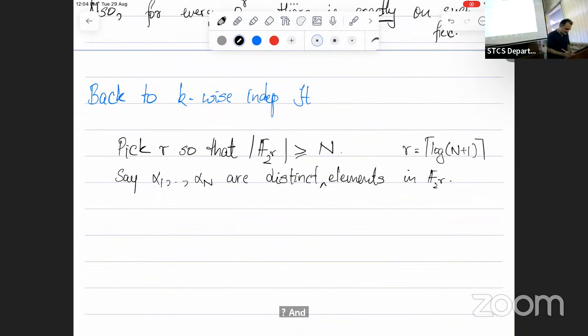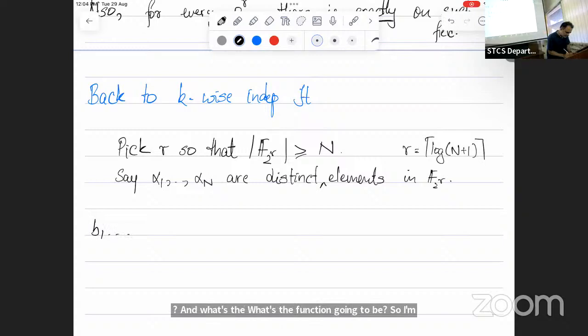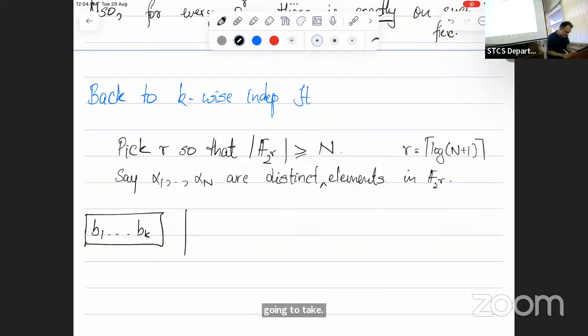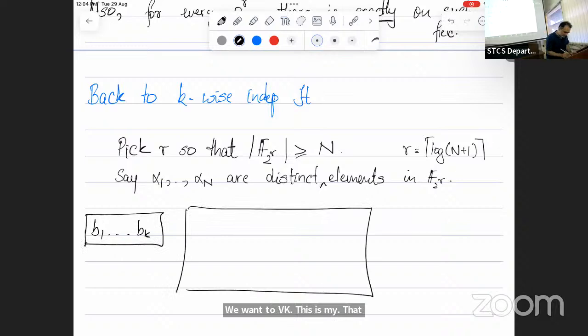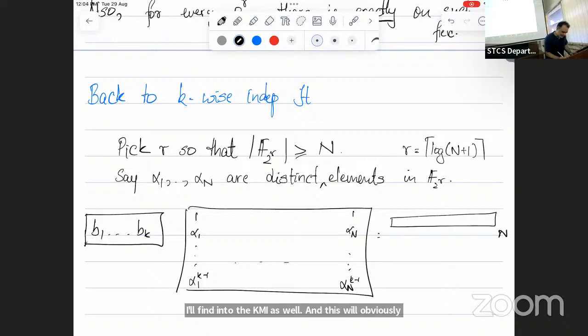And what's the function going to be? So I'm going to take b_1 through b_k. This is my vector, and this is multiplied by the matrix with columns (1, alpha_1, ..., alpha_1 to the k minus 1) through (1, alpha_n, ..., alpha_n to the k minus 1), and this will obviously spit out an n-length vector.